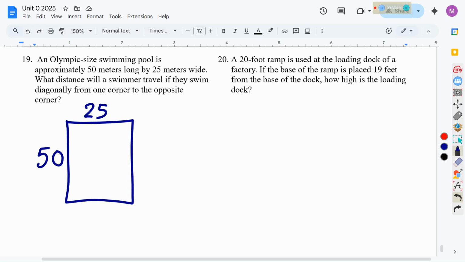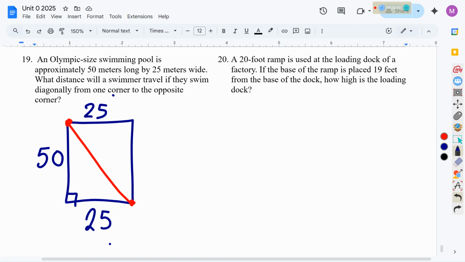It says, what distance will a swimmer travel if they swim diagonally from one corner to the opposite corner? So if he starts here and swims over here, how far is that? How long is that red line? Well, they're saying this is a rectangular swimming pool, so if this side is 25, the other side is 25. So look, we have a right angle.